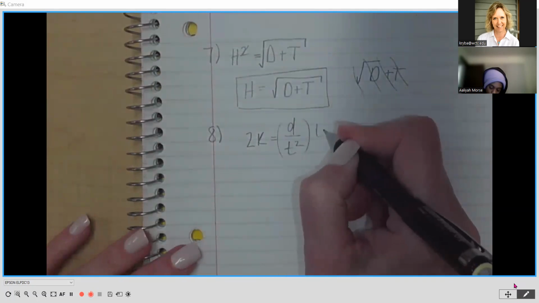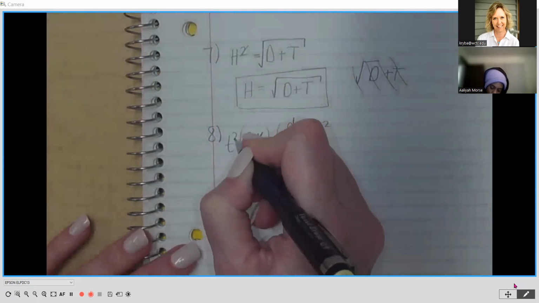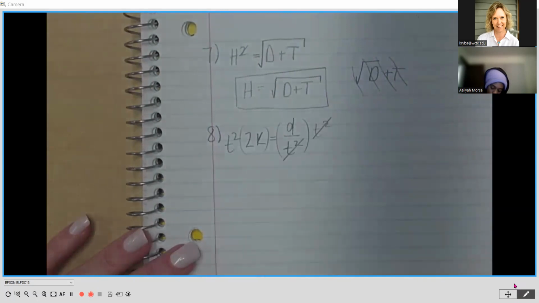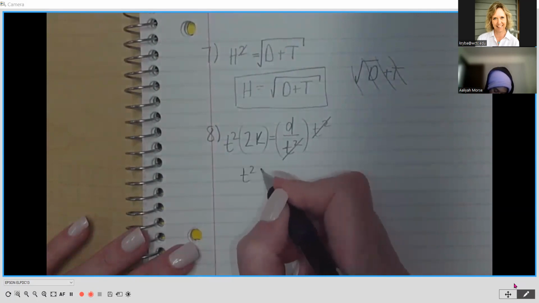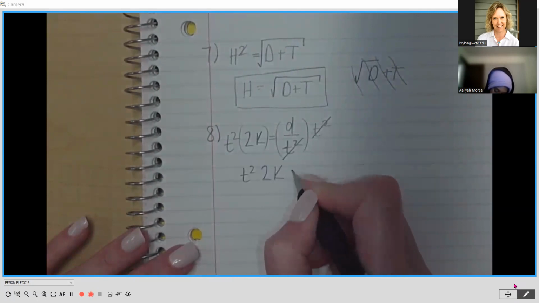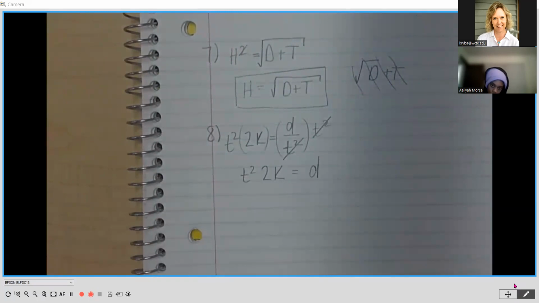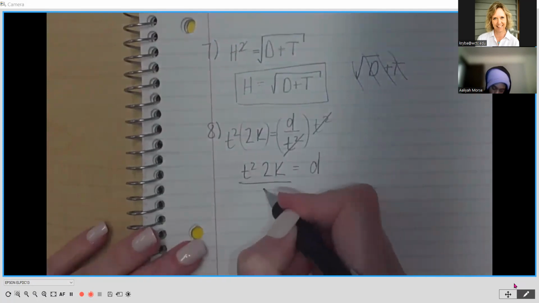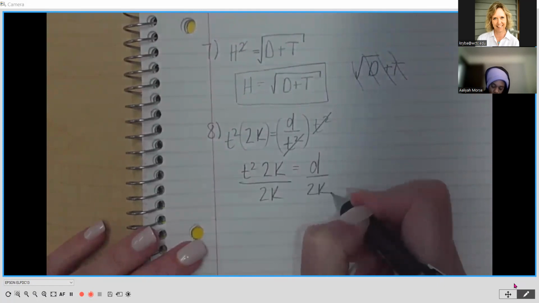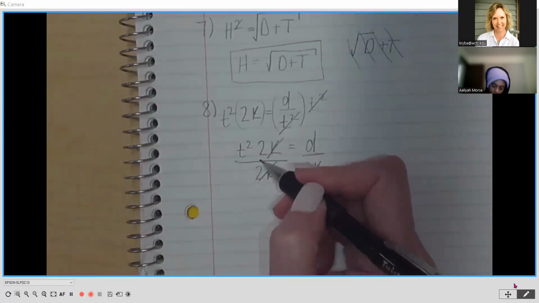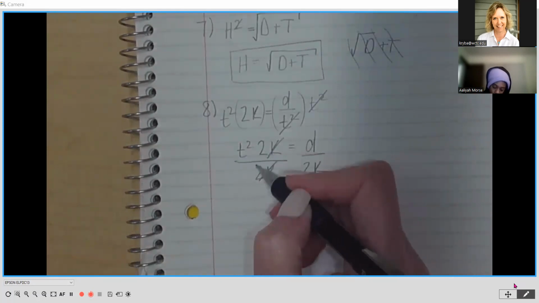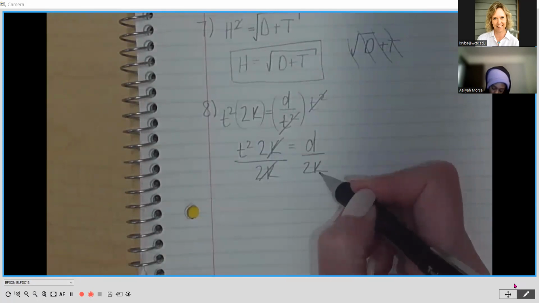Correct. Multiply by t squared on both sides, right? So it'll cancel out on the right. And I've got d by itself, but that's not what I want. So I'm going to rewrite this line just so that I can see what I've got. Now I've got to get t by itself. So it's multiplied right now by 2k. So I'm going to do that dividing both sides by 2k. So on the left, it's going to cancel. And then, since I'm here already, I'm not going to write this again. If you wanted to, you could, but I've got t squared is equal to d over 2k.